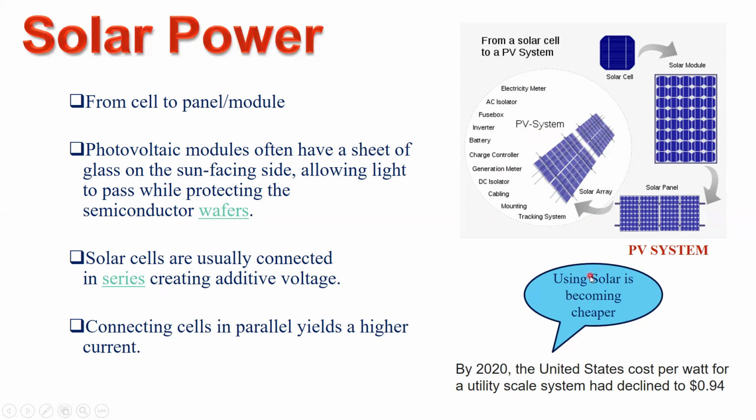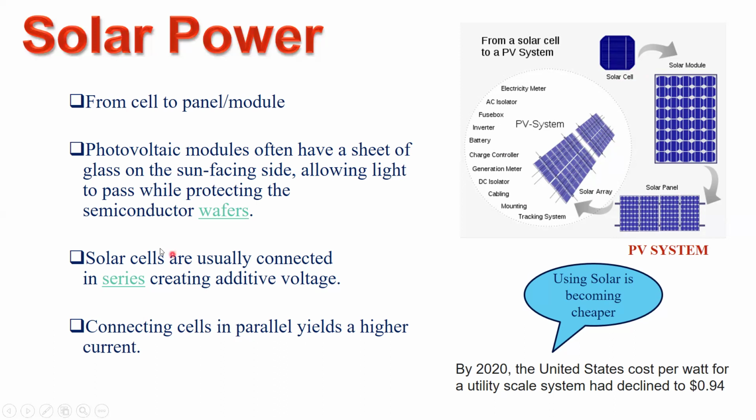So now, photovoltaic modules often have a sheet of glass on the sun facing side. So when you see this solar cell or module or panel, on top of it, you have a glass sheet where the sun is falling. That glass sheet allows the light to pass inside the material while protecting the semiconductor wafer. So this is basically a semiconductor silicon wafer. So when light falls on this material through the glass, the light is allowed to go inside, but it cannot damage that wafer. That's the use of the glass sheet.